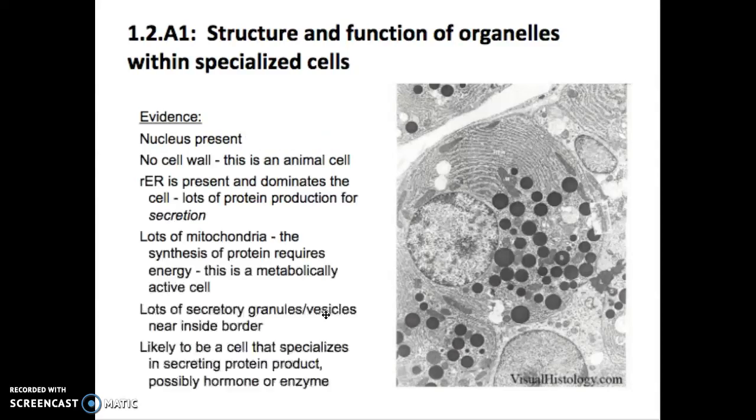Okay, so what you should have done is think kind of through these steps. Well, there's a nucleus present. There is no cell wall, which means this is an animal cell. And to go back, nucleus present means it's not a prokaryote, right? So yes, nucleus, no cell wall, so it has to be an animal cell. I see lots and lots of rough endoplasmic reticulum all through here, which means that because it's present and it dominates most of the cell, we have lots of protein production, and that protein is going to be secreted.